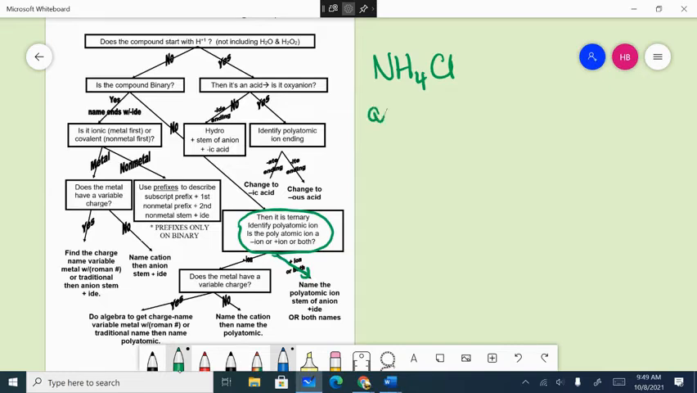So the polyatomic ion is ammonium. And then we're going to change the ending to -ide, chloride.